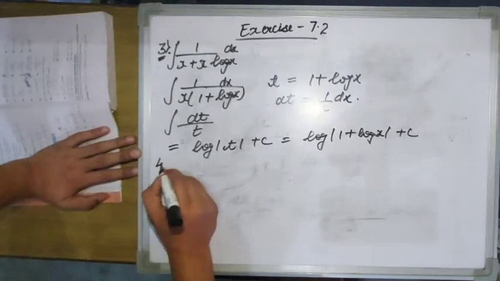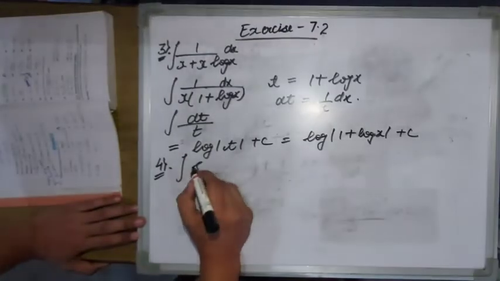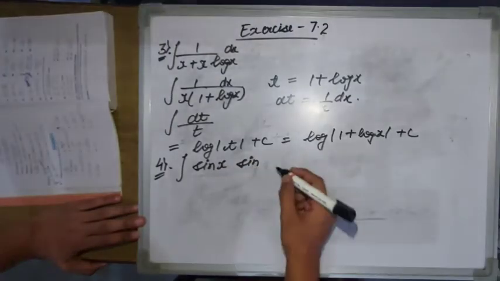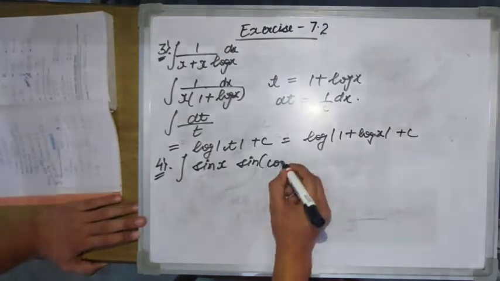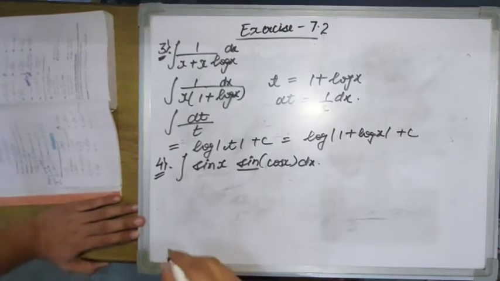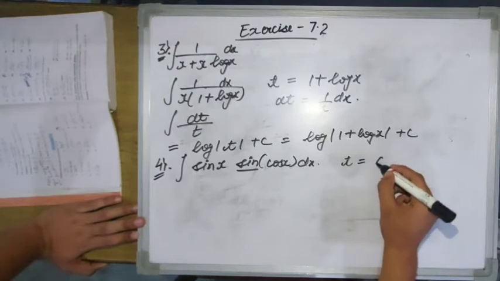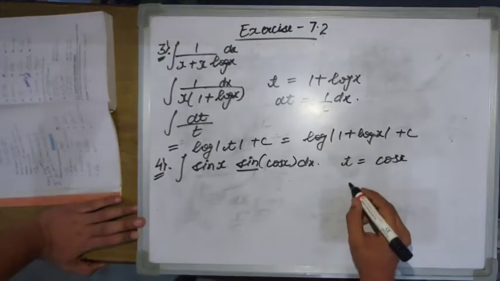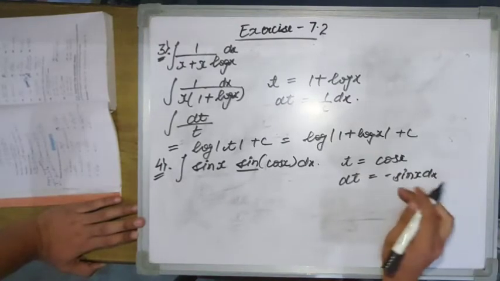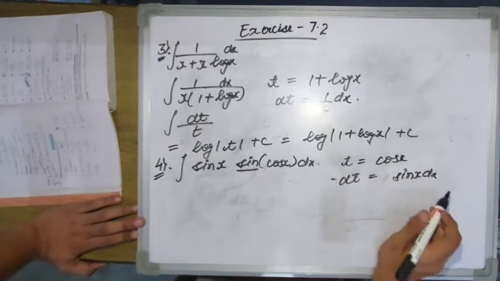The fourth question is quite simple. We need to find the integration of sin x sin cos x dx. Put t equals cos x, we have dt equals minus sin x dx, or we can take this minus to the left hand side. The value of sin x dx equals minus dt.